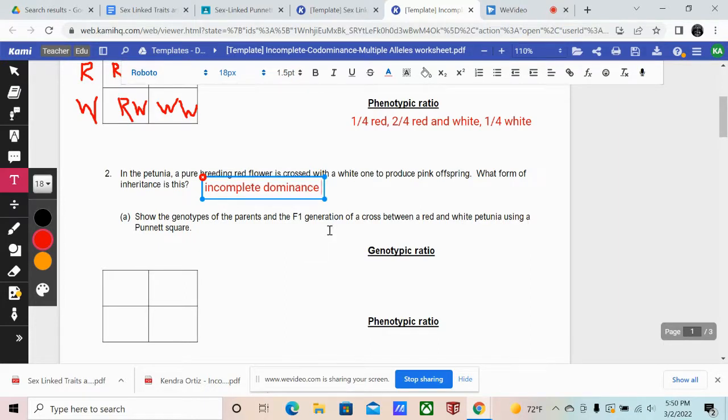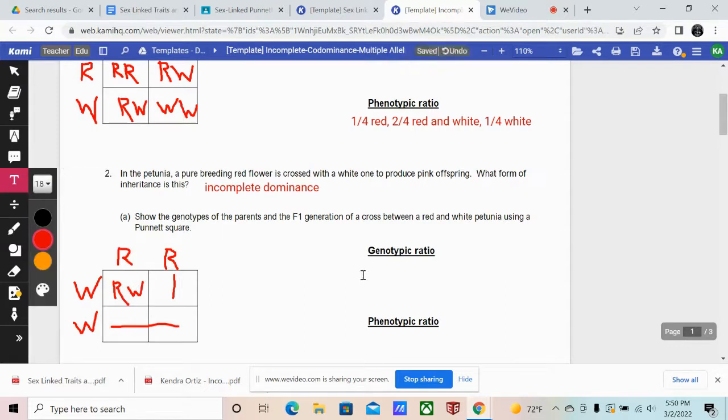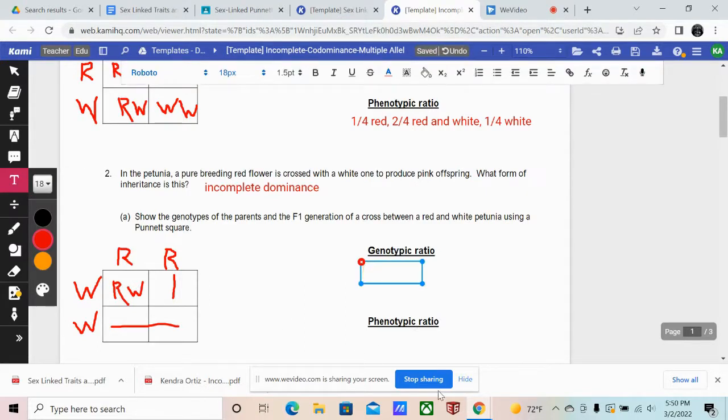All right, so here we're going to cross a red and a white petunia. It's going to be pretty easy. The red petunia is going to have the genotype two R's, big R's, or little, doesn't matter. And the white flower is going to have two W's. Both are W's, so I don't need that. These are both R's. So all of them are going to be RW. So it's basically the same as codominance, just the phenotype is going to be different. The genotypic ratio: 100% of them will have the genotype RW.